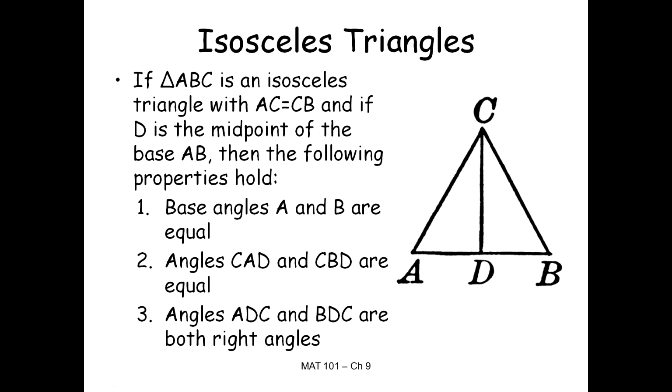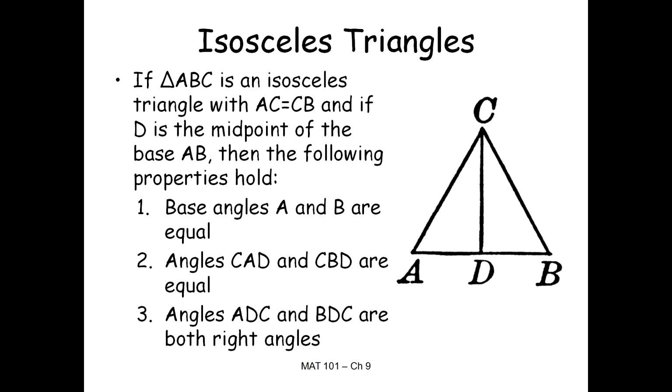The isosceles triangle is a triangle that has two legs of the triangle, two sides of the triangle that are the same. And this definition defines the isosceles triangle. Triangle ABC is an isosceles triangle with AC, the line segment from A to C, equal to CB. And if D is the midpoint of the base, then the following properties hold: that the angles A and B are equal, angles CAD and CBD are equal.